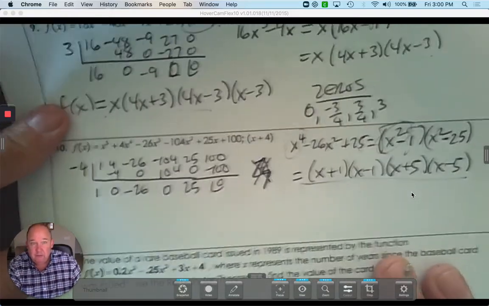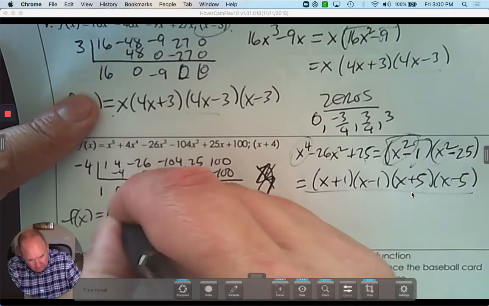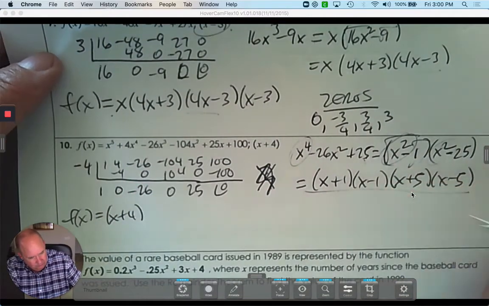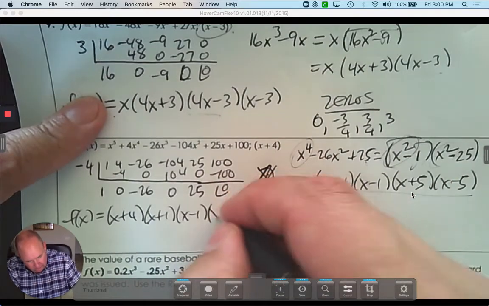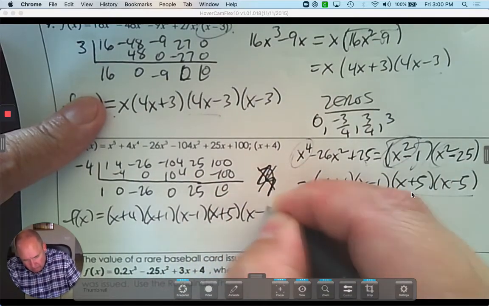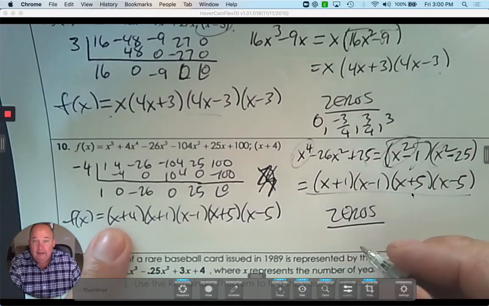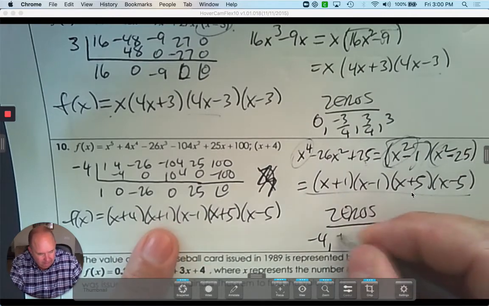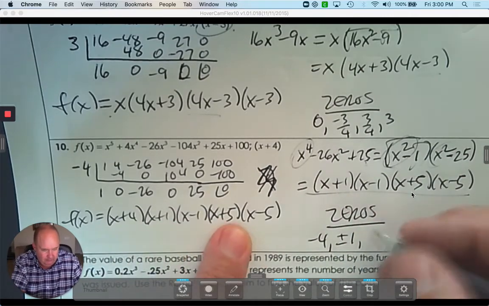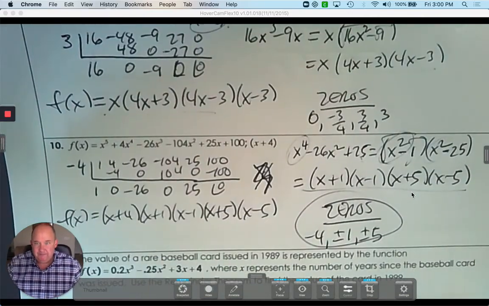So now let's put it all together. The one that I was given was x plus 4. What I found was x plus 1, x subtract 1, x plus 5, x subtract 5. So those are the ones I found. So what are the zeros then? So the inverse, so instead of adding 4, here we have positive and negative 1. Here we have positive and negative 5. And you have the zeros that go with it.